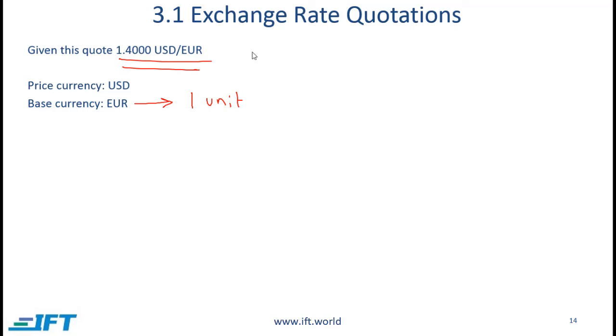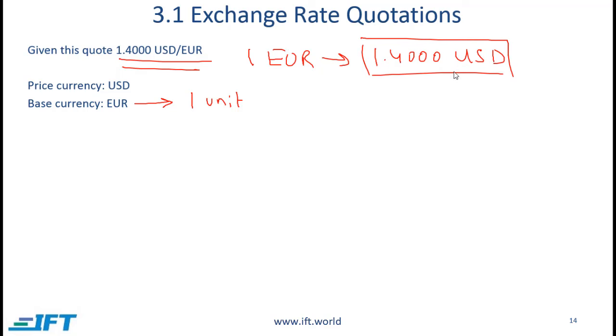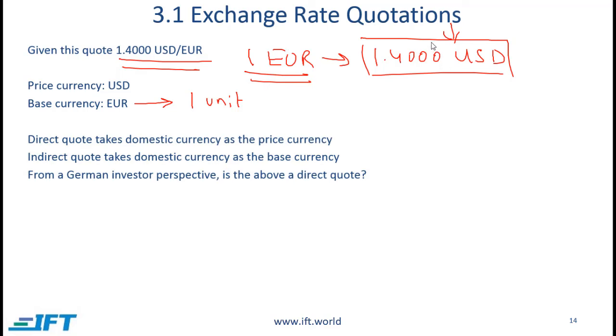This means that 1 euro is worth 1.4000 US dollars. US dollars is the price currency. We are talking about the price of 1 euro in terms of US dollars. A direct quote takes the domestic currency as the price currency. An indirect quote takes the domestic currency as the base currency.